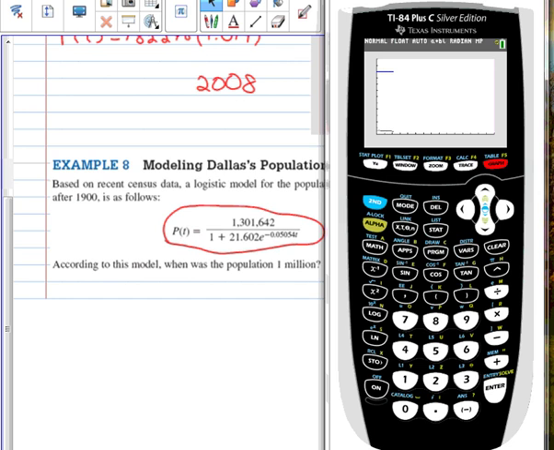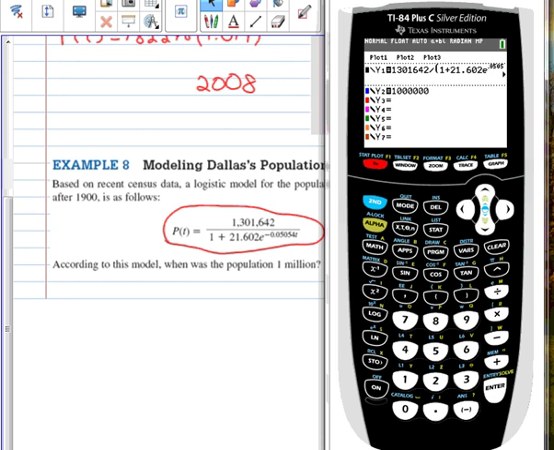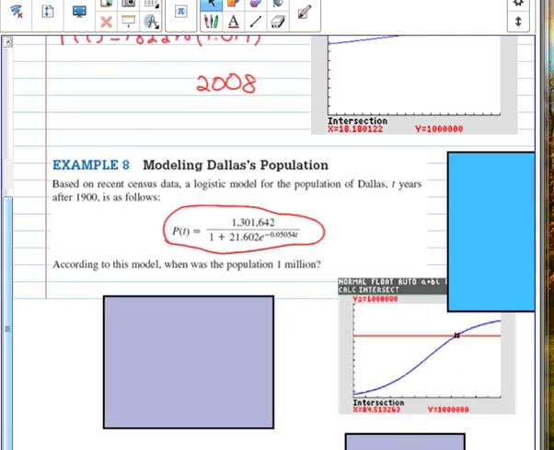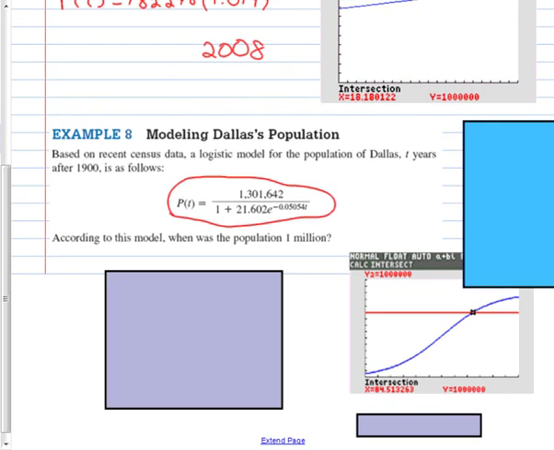I'll leave my window the same as I had before. Something's not looking very good. Is that 21.602? 21.602. Anybody have a graph that looked better than mine did? You should be getting a graph that's looking like that. I'll have to go back and see what I did wrong here in a minute.